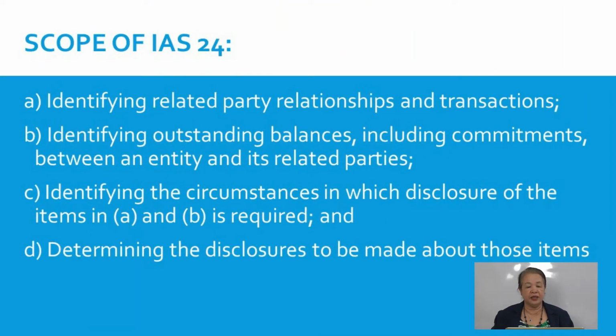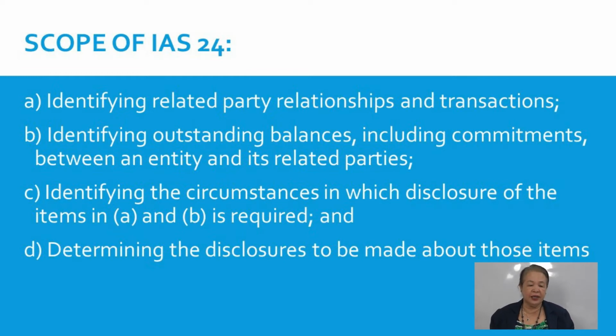The scope of the IAS 24. Letter A, identifying related party relationships and transactions. So you have to identify ano ba yung transactions between related parties. Can be in the form of loan, interest, no? Can be in the form of provision of services or in the intragroup services, can be in any other kind, no, or the supplier of goods, no, or raw materials, can be. Letter B, identifying outstanding balances including commitments between an entity and its related parties, no. So yun po yung scope ng IAS 24.